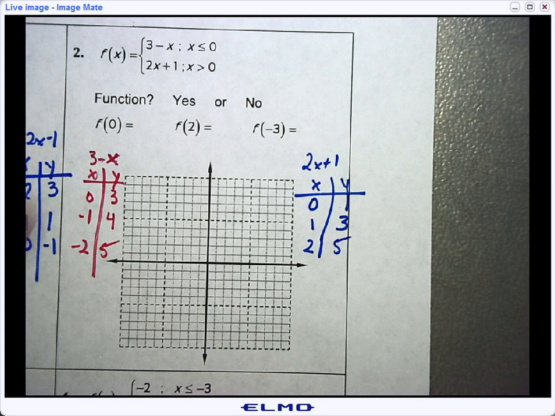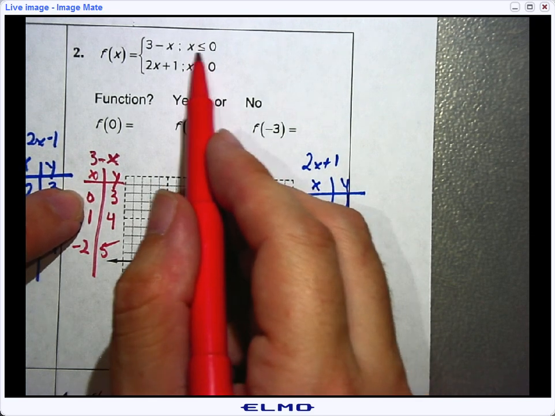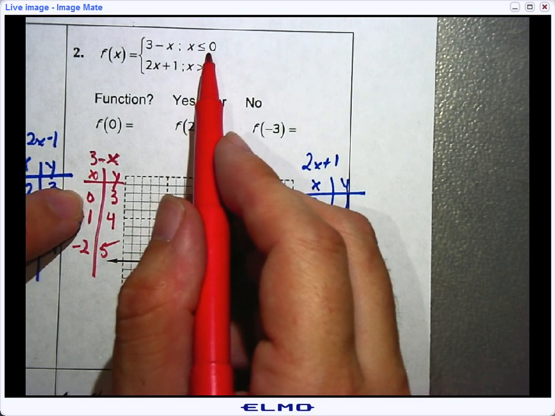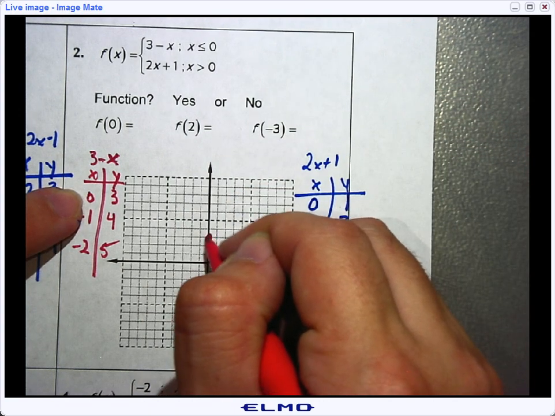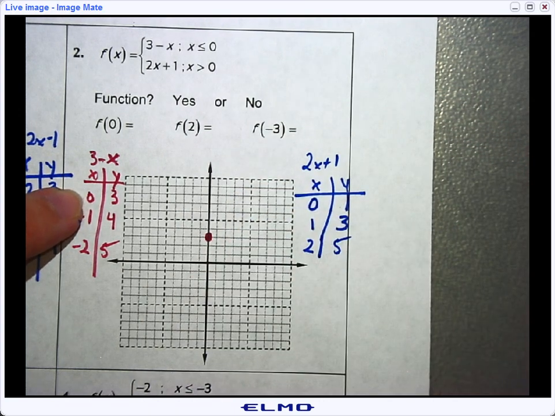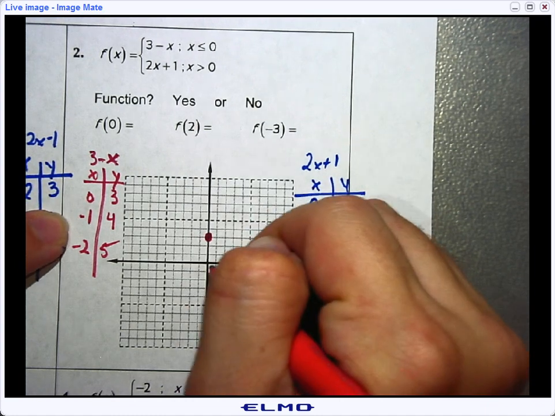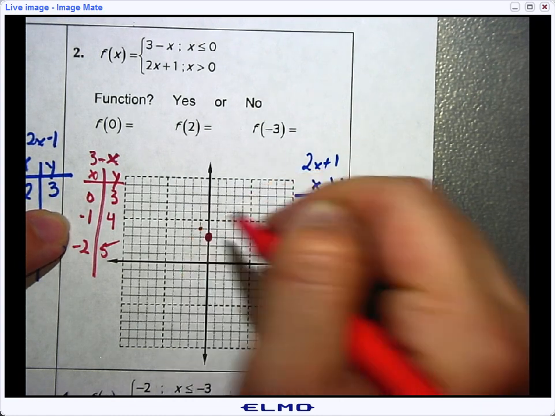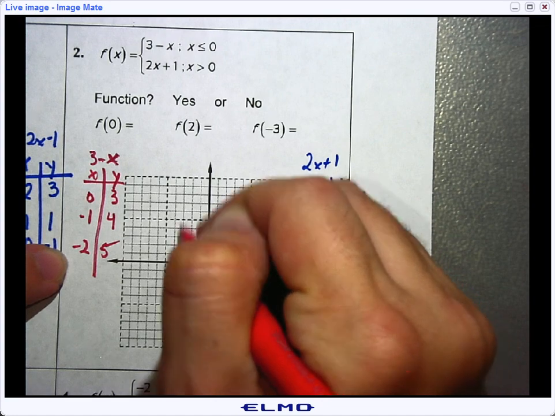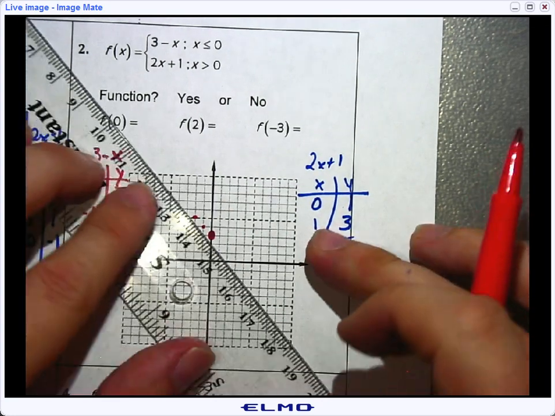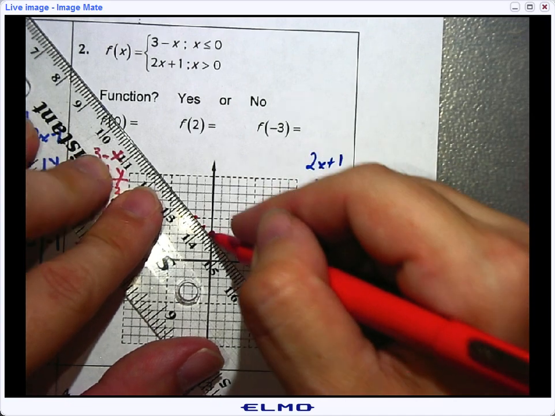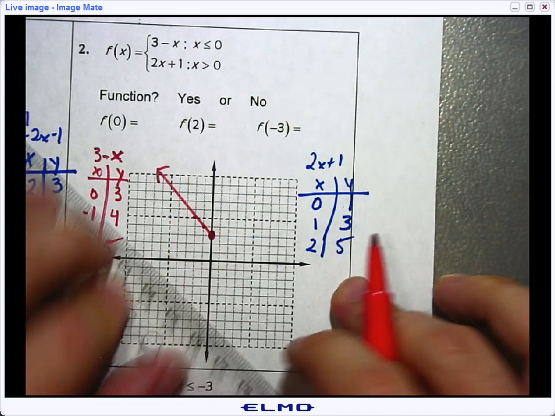So I'm going to start with 0, 3. Notice it is underlined for this function. So I would have a closed circle at 0, 1, 2, 3 right here. So closed circle for that point. -1, 4. Just put a dot. -2, 5. Put a dot to keep up with it. Connect those points. Get that.